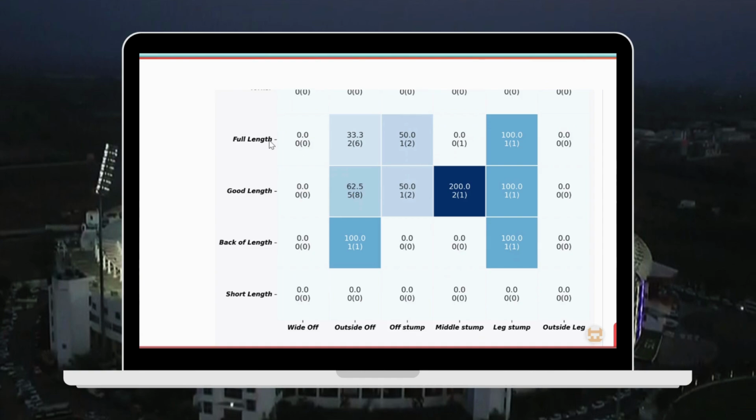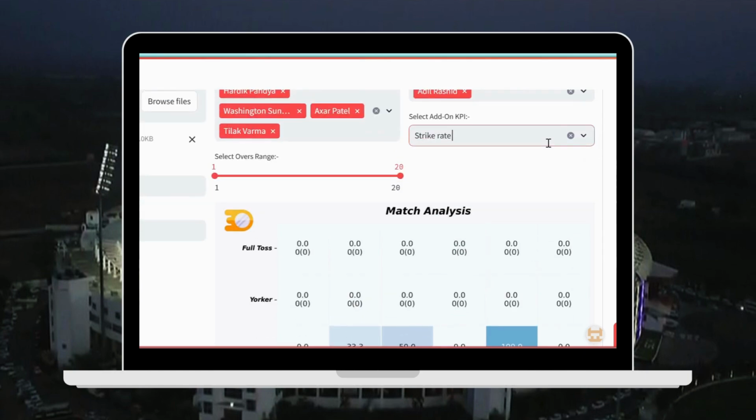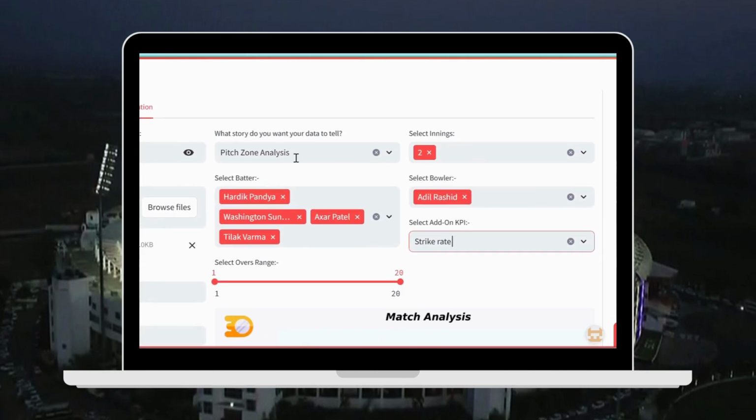You can see that on the outside of full length deliveries, their strike rate stood at 33.33, on good length 62.5, and on back of a length 100. So they couldn't get going anyhow against the right arm leg spinner from England. Good length on the leg stump 100. So you can see that the minimal strike rates suggest that they couldn't get going against Adil Rashid anyhow. So this was it in the analysis of the third T20I.